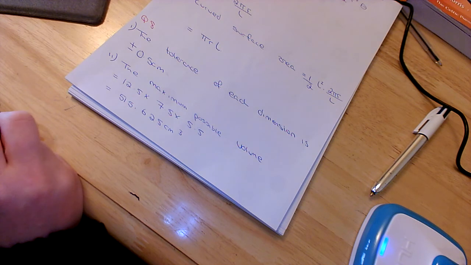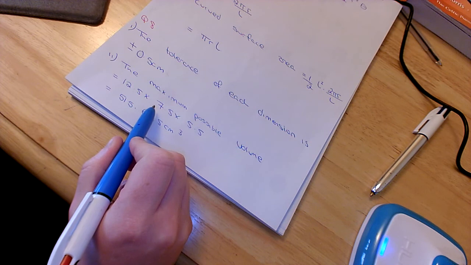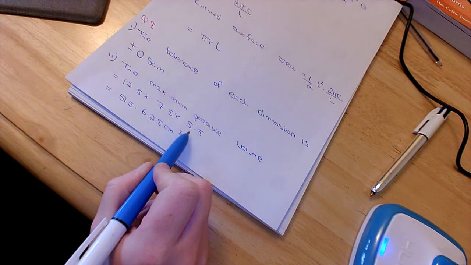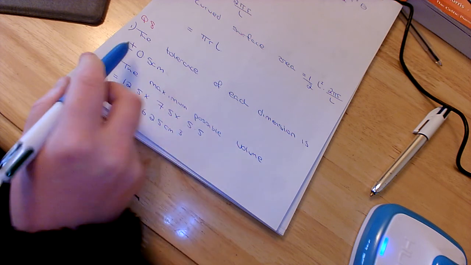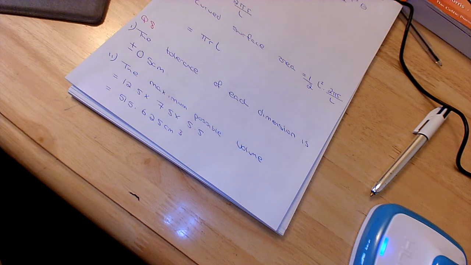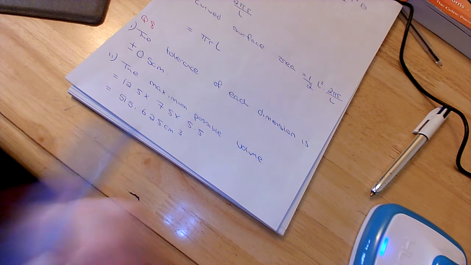Right, so in this particular box, my length was 12 centimetres, so my maximum length that it could be is 12.5. My width is 7 centimetres, so my maximum width is 7.5. And my height was 5 centimetres, so my maximum height is 5.5. So I'm adding 0.5 to each measurement to get the maximum value that it could be. And when I multiply this out, I get 515.625 centimetres cubed.